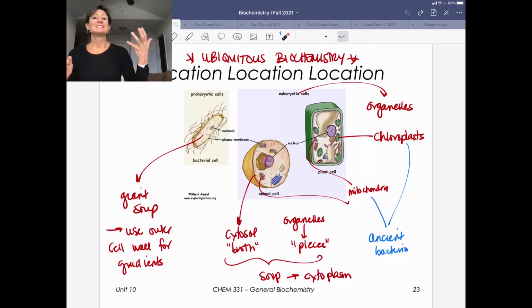All right. Location, right? Real estate agents say location, location, location.